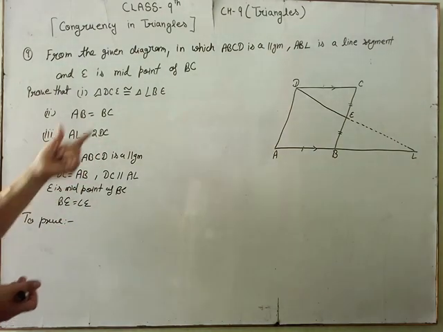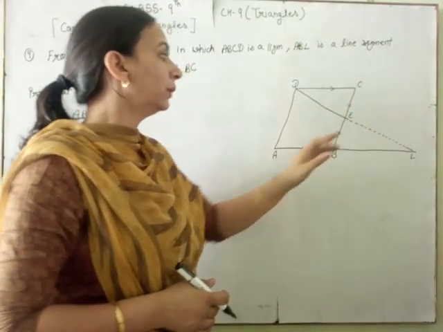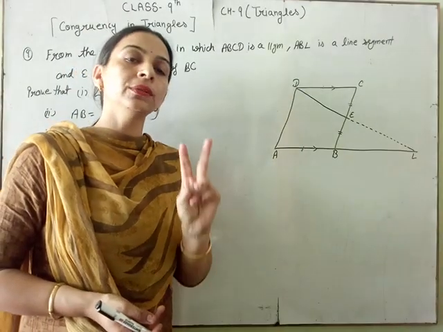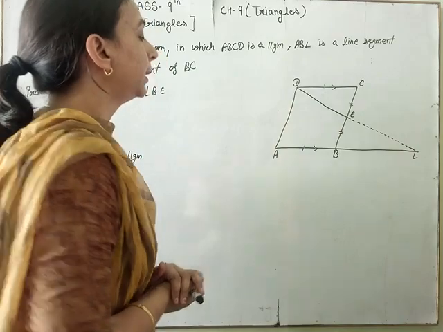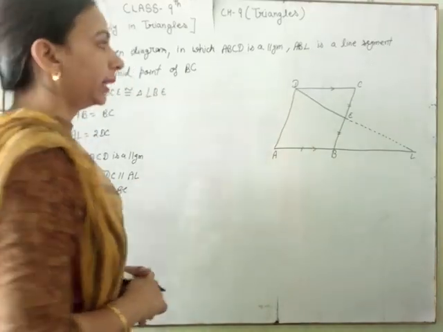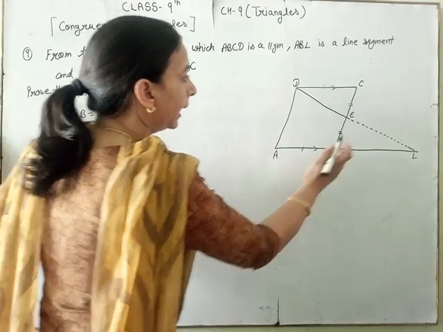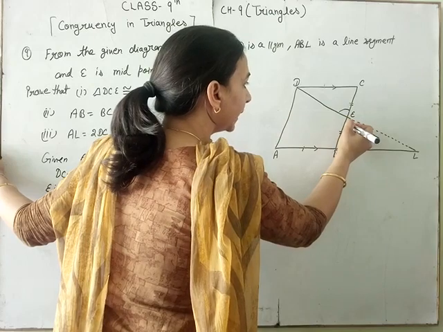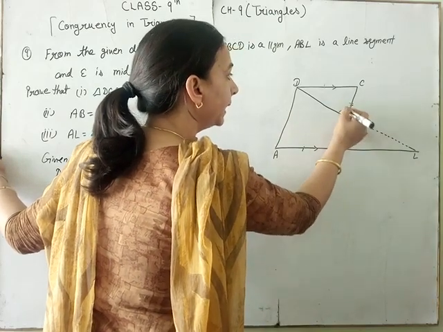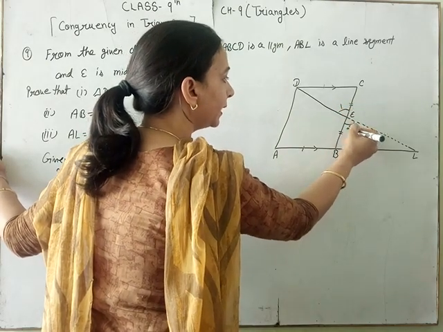From the first part, we show that two triangles are congruent. For showing congruence of these two triangles, we have to show three conditions. If the three conditions are satisfied, then these two triangles are congruent. First, student, this angle and this angle are equal. If two lines intersect each other, then these are vertically opposite angles, like this is 1 and this is 2.